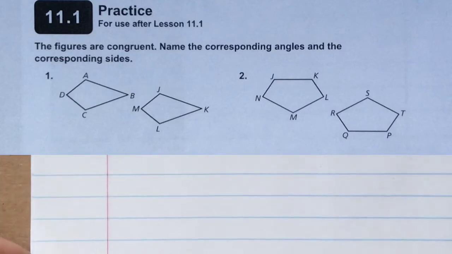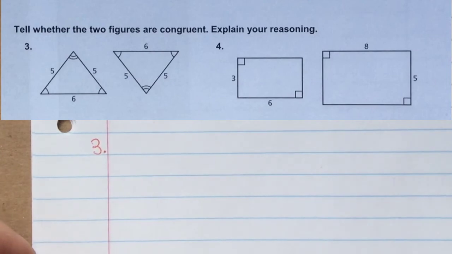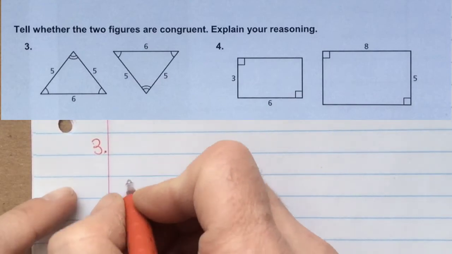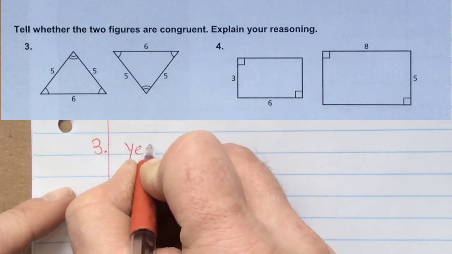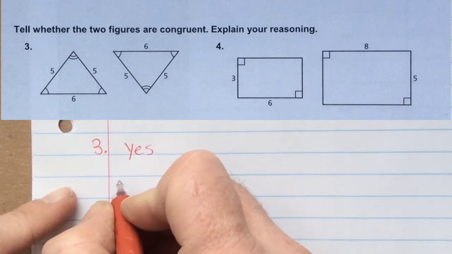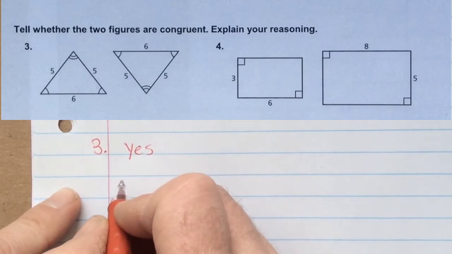For number three, tell whether the figures are congruent. Explain your reasoning. So for number 3, those figures are congruent. Yes. And why? Because corresponding angles and corresponding sides are congruent.